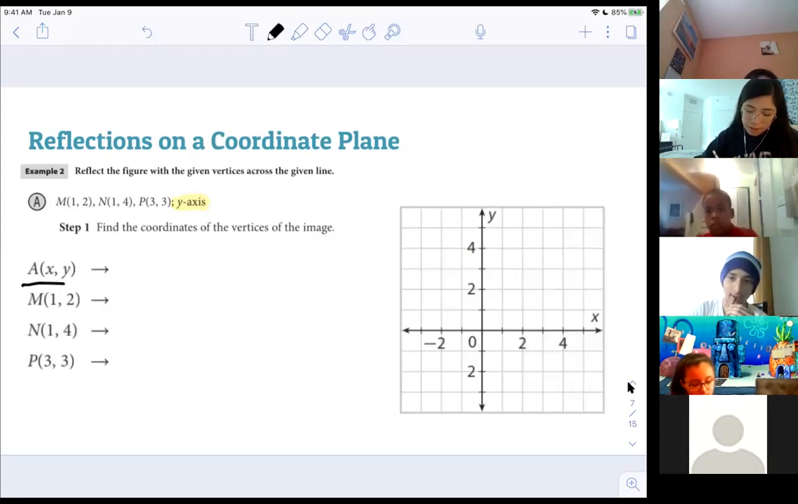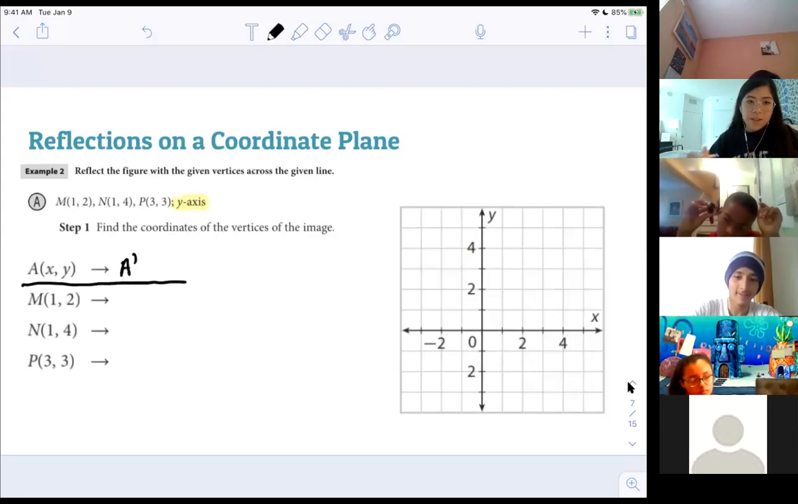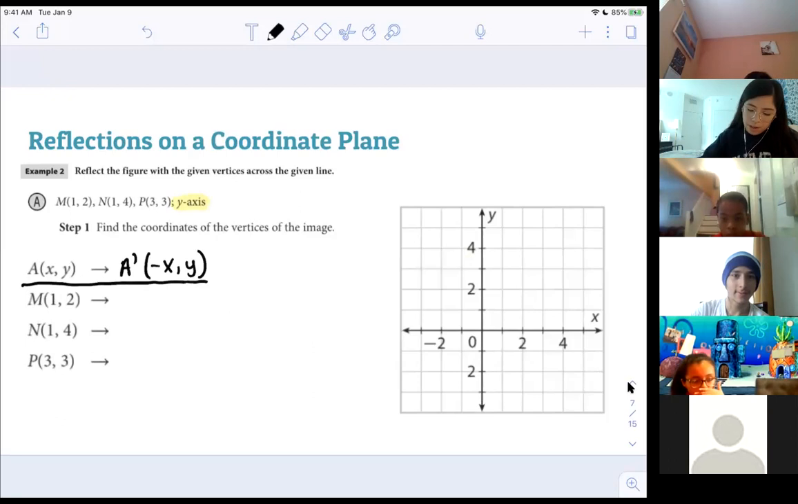So in the top section, I'm writing just my general rule. My general rule is to go from A to A prime. From any point to the image, you'll have to make the x negative. Now I'm going to follow that rule and write down all my answers. So Emily, for m prime, what am I going to write down? -1, comma 2. Good job.